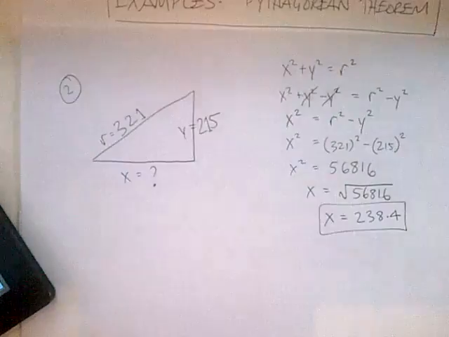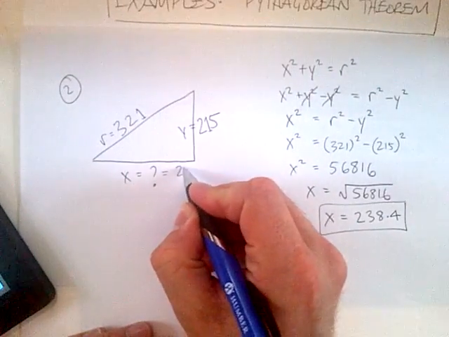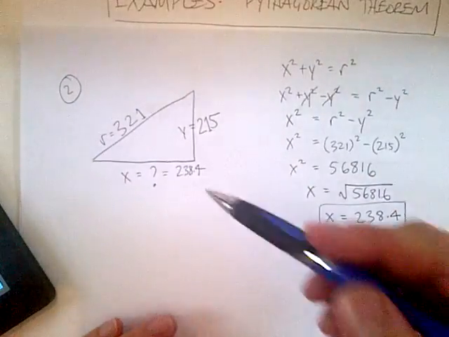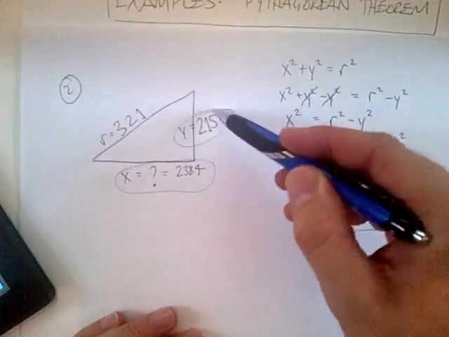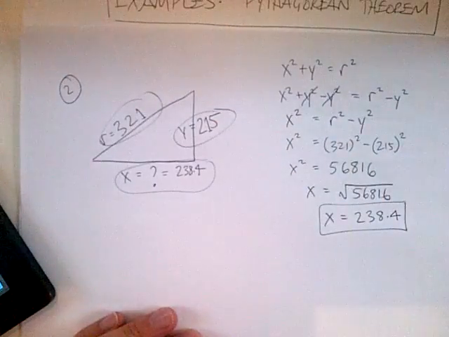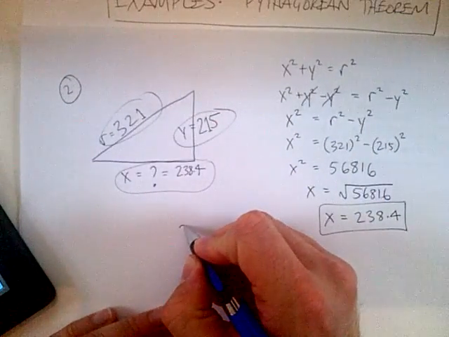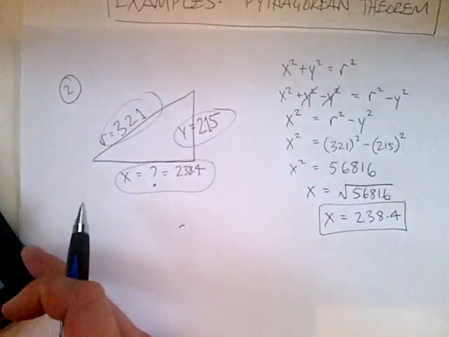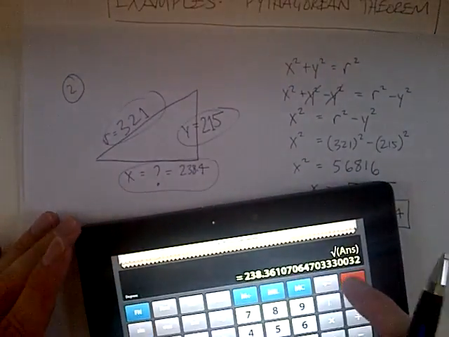So I could, if I wanted to, say this is equal to 238.4. And to test that, you can check your own work, because x squared plus y squared is supposed to equal r squared. So I could check that if I wanted to, and I go 238.4 squared plus 215 squared should give me that squared. So I'm going to check that just to see.